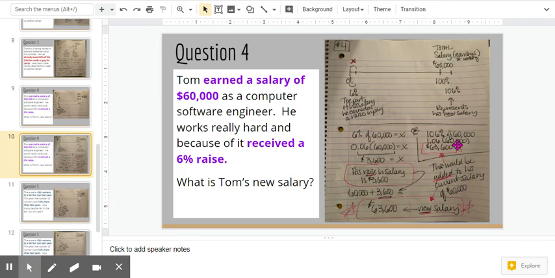Either way, you do not have to do both ways, but you need to be aware of both. Whichever strategy works best for you is fine. The new salary will be $63,600.